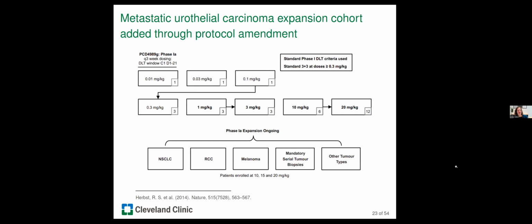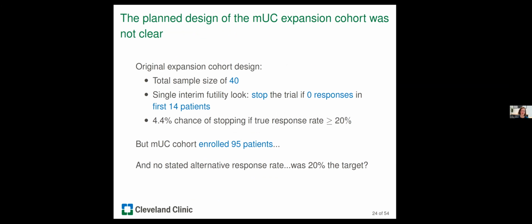And so going back to the Atezolizumab study, the dose expansion cohort for metastatic urothelial carcinoma wasn't even included as part of the original trial design. As I mentioned earlier, the 3 originally planned expansion cohorts were non-small cell lung cancer, renal cell carcinoma, and melanoma, with the option of these other tumor types. So this was added through a protocol amendment. However, the protocol amendment did not specify a design for this expansion cohort in metastatic bladder cancer.